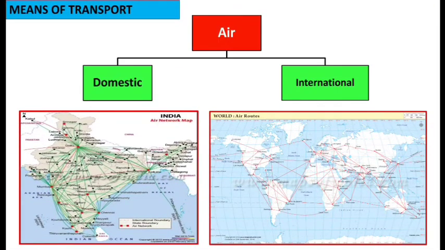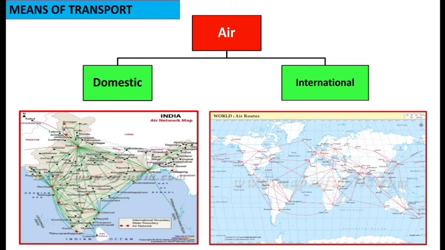Airways. Airways is divided into two types: domestic airways and international airways. This is the map of a major air network of India. Domestic airways means movement by air within the country. For example, travel from Delhi to Mumbai, Chennai to Kolkata, etc.